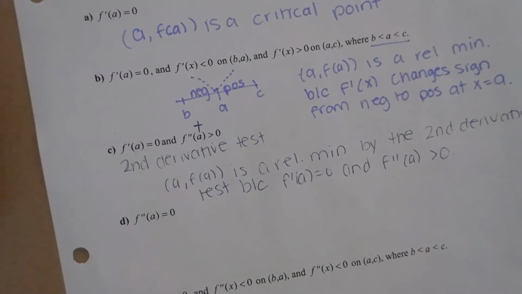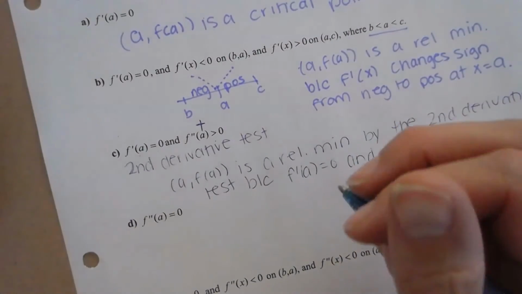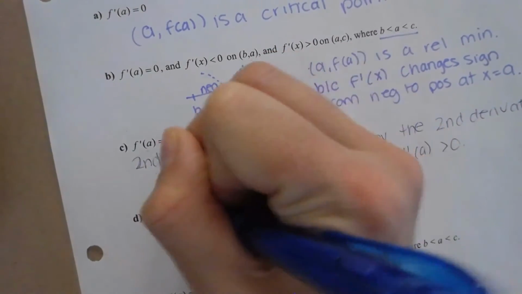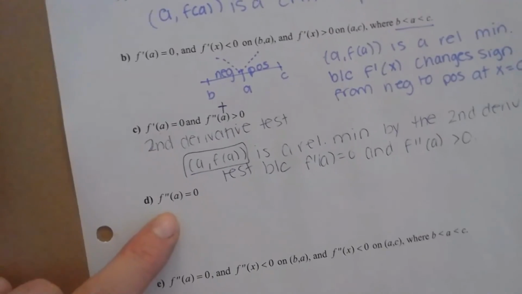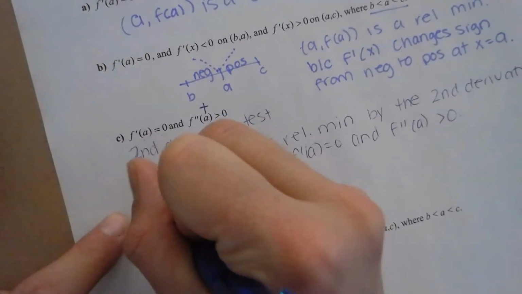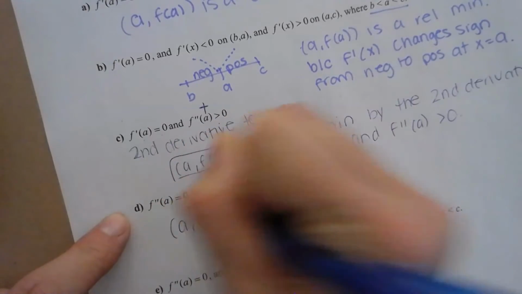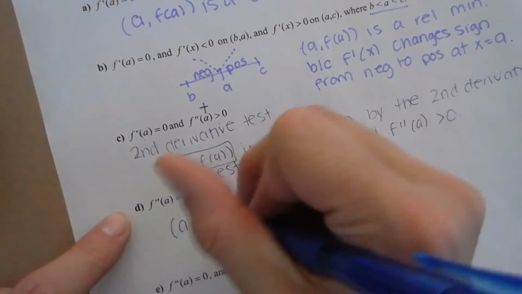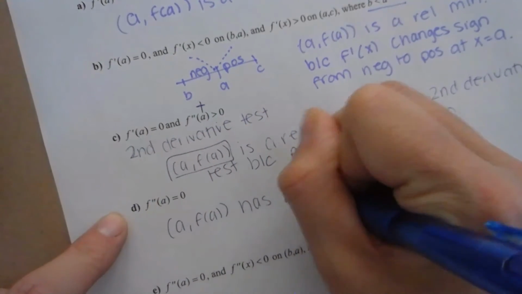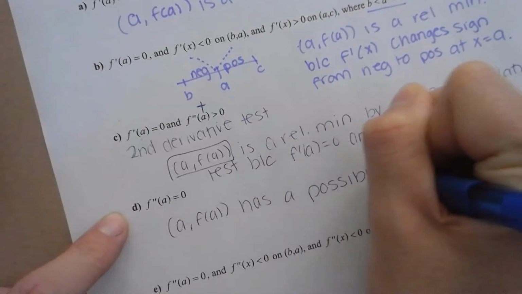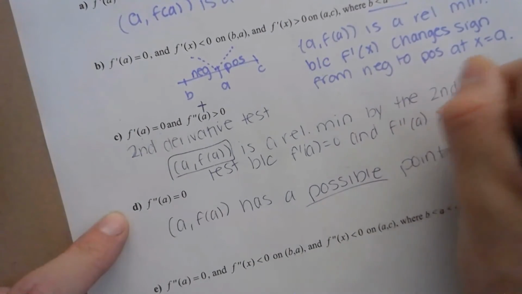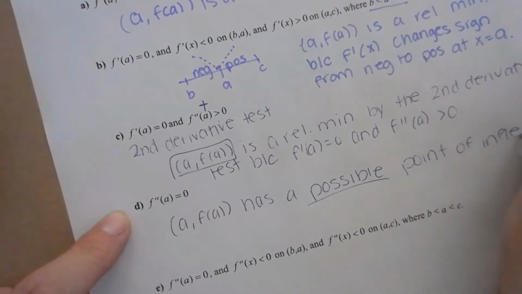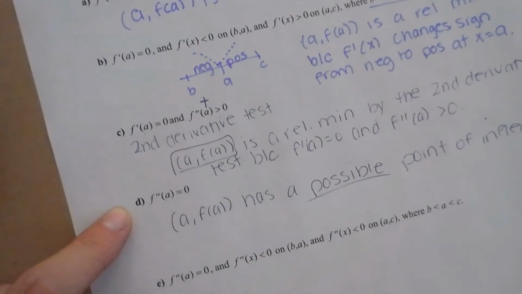I think I just get confused because I'm writing like min and max, but that's about the original. Everything we talk about is about the original, hence the A, f of A. So f double prime of A equaling 0 means that A, f of A, aka f of x, has a possible, hence the POI, point of inflection, because f double prime of A equals 0.